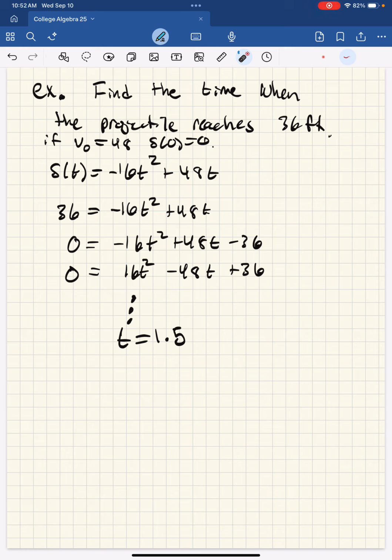And when you do that, probably with the quadratic formula, you get t equals 1.5, and this just happens to be the maximum height of this function. So that will lead us into quadratic functions here shortly.